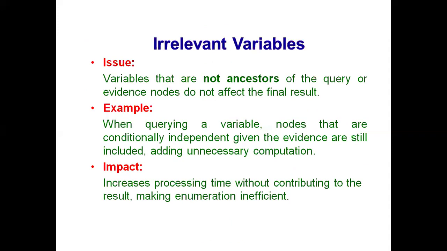Next, irrelevant variables. Another problem with enumeration is the inclusion of irrelevant variables that do not influence the query or the evidence. Specifically, any variable that is not an ancestor of the query or evidence node is conditionally independent and does not affect the final probability computation. However, enumeration still processes these variables unnecessarily, leading to wasted computational effort. By ignoring these irrelevant variables, more efficient inference can be achieved.